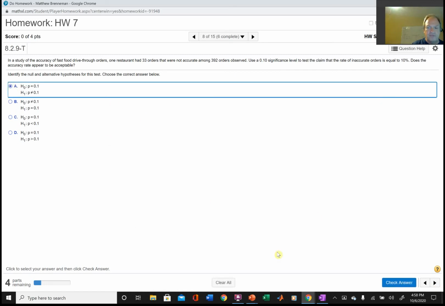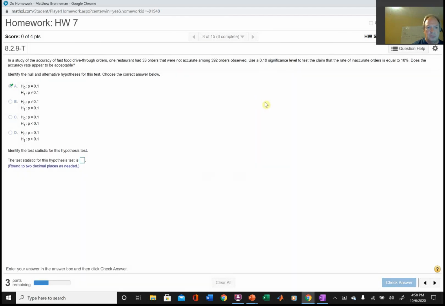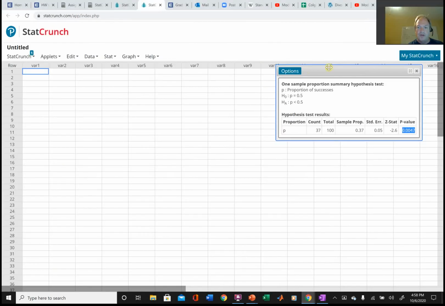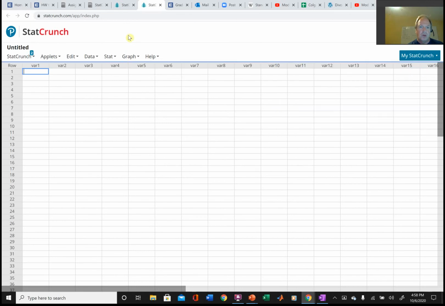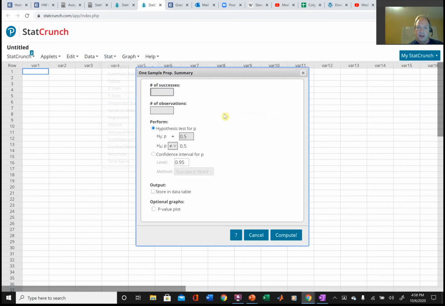Let's just see if it goes any further in the problem. And the test statistic, again, I would just plug this into StatCrunch, right? I can run this. I know the number of orders. I know the parameter values. So we could go right into StatCrunch and do this. So here we would go to StatCrunch. We would go to proportion stats, one sample with summary. Number of successes. This is the expected number of successes, right?